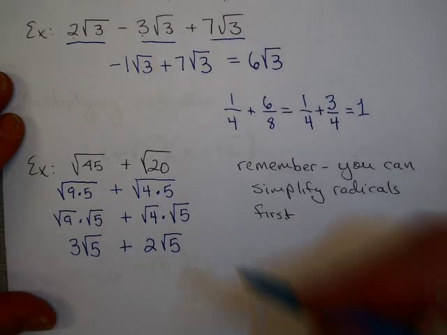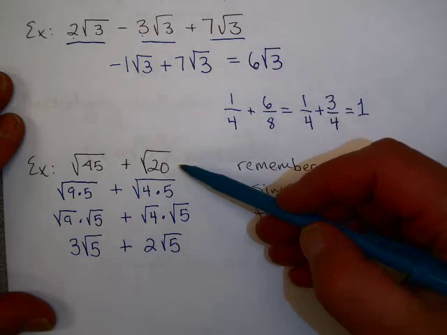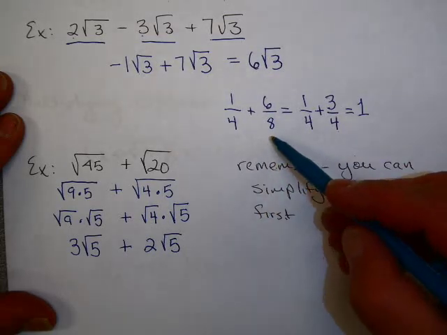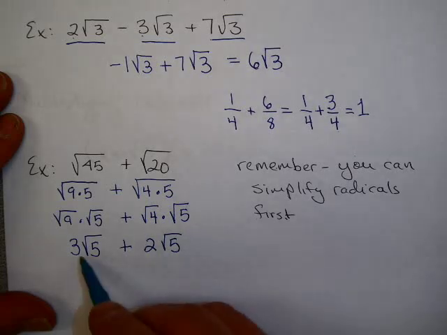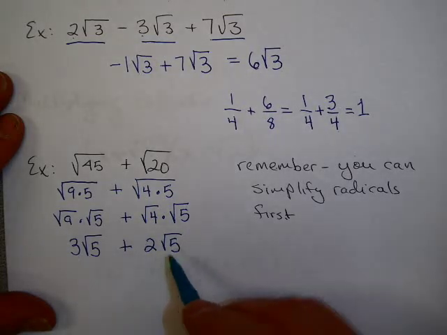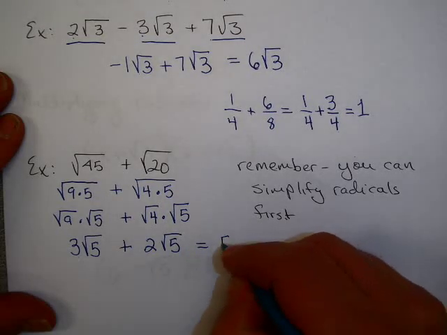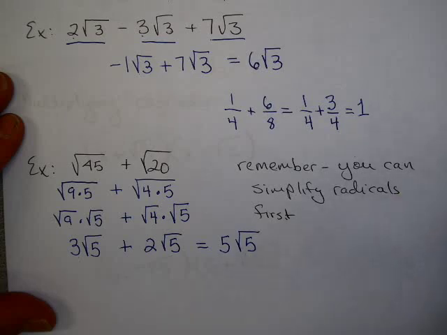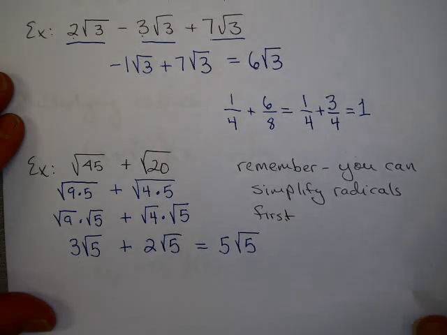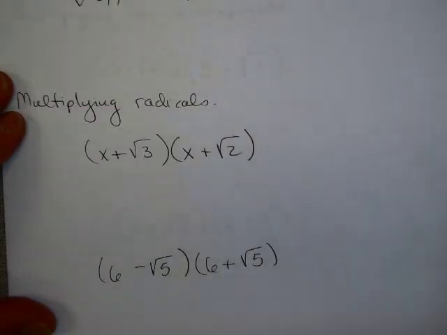And now if you look at this problem, which is equivalent to my original, just like 3/4 and 6/8 are equivalent, you would look at this and say, I've got 3 of these and 2 of these. That means my final answer is 5 square roots of 5. So one of the first things you should do is simplify your radicals if you can.